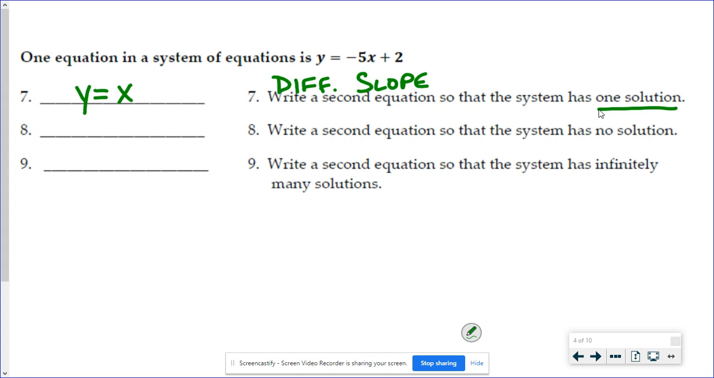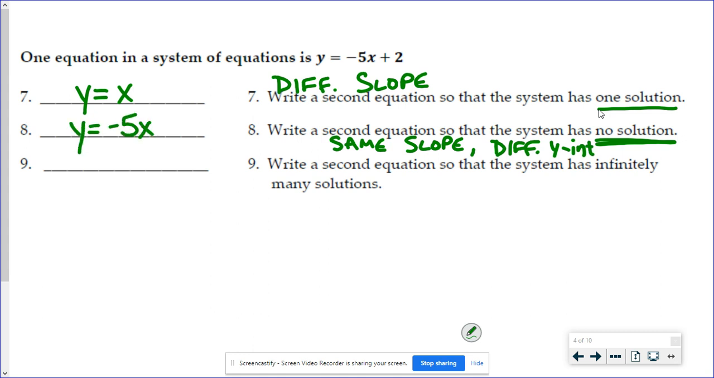For number 8, it says write the second equation so that the system has no solution. No solution, remember, that means they have to be parallel lines. So this would be the same slope, but it has to have a different y-intercept. So I would need to have y equals -5x. That part I need. Now, pick a different number to add or subtract, but it cannot be adding 2. That's the only thing it can't be. And again, I said I like to keep these simple. I wouldn't even put anything. It's really a +0 right now, and I just don't need anything besides that.